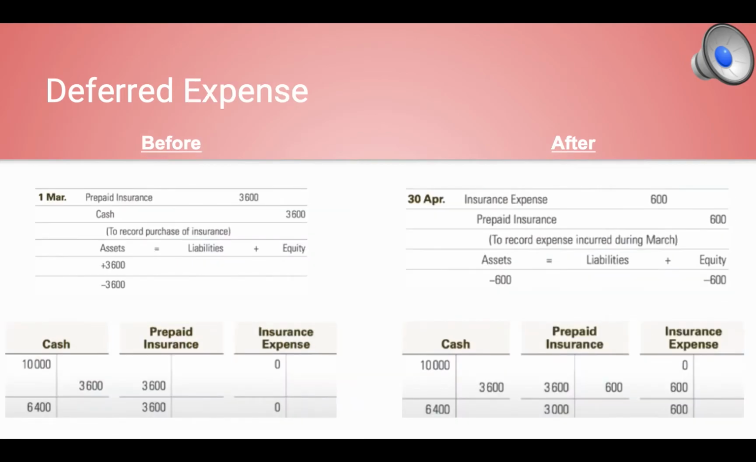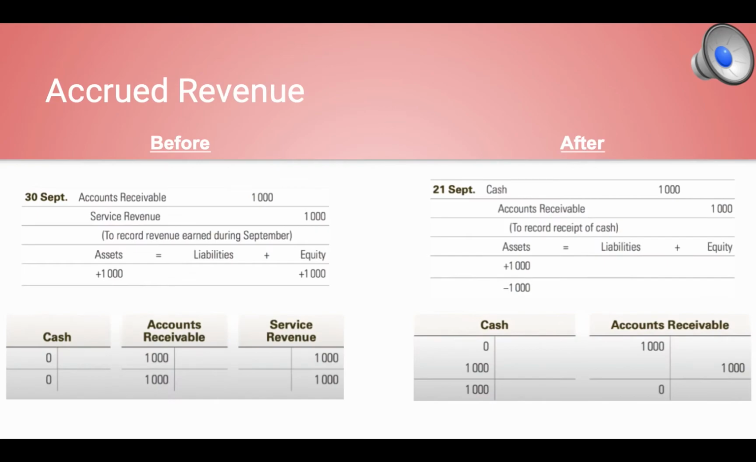Expenses are the decrease in resources from the sale of goods or provision of services. A deferred expense is when cash is paid before the expense is incurred. For example, debit expenses such as the insurance expense needed for a private jet and credit insurance as a prepaid asset. Next is accrued revenues, where it involves cash being received after revenue is earned.